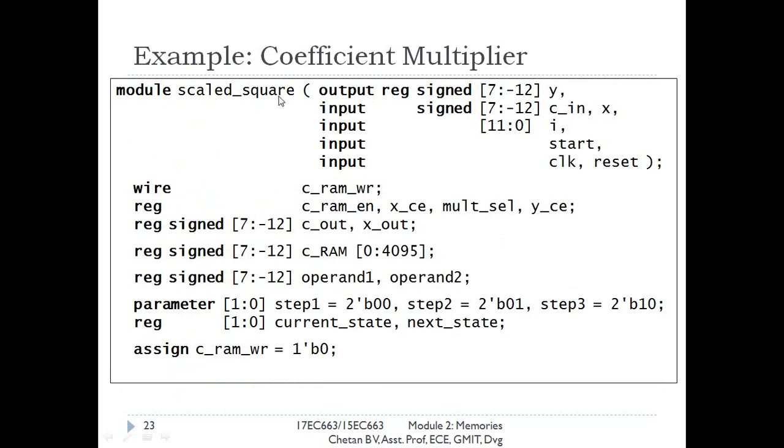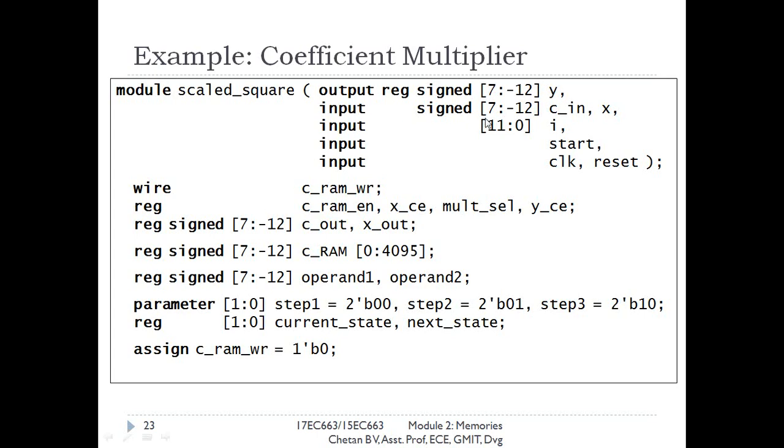Module scaled square. This is a user-defined name for the coefficient multiplier. It has an output signed register. Signed Y register means the output Y will be used inside always. It has 8-bit pre-binary and 12-bit post-binary bits. So there is a decimal point after 8 bits, and after the decimal point there are 12 bits to represent the fraction.